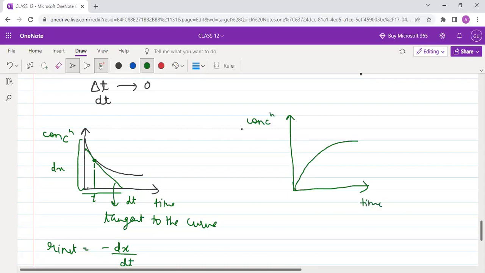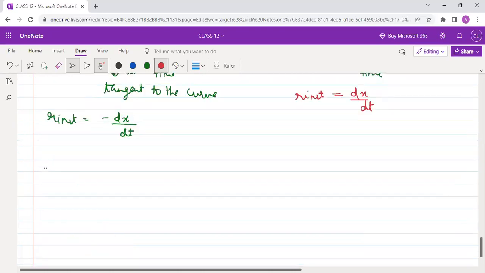Here also you'll draw a tangent to determine the slope of the curve. Suppose you have to draw it here. You will draw a tangent, a straight line passing through this point, and then using that value you can tell the instantaneous rate of product. Is it clear? Yes, ma'am.